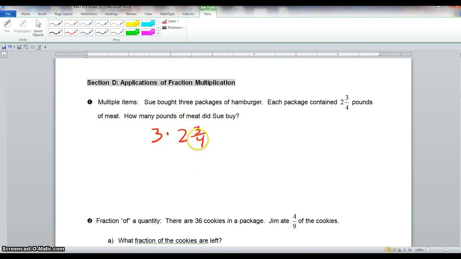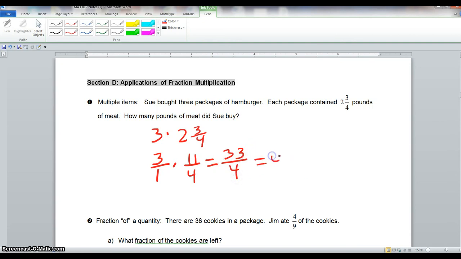Now, what we need to do is this here. We need to change this mixed number to an improper fraction and make this 3/1. So it'll be a fraction. We know our denominator will remain 4. And we know 2 times 4 is 8, plus 3 is 11. Now, we cannot do any cross simplification here, so we'll multiply straight across. 3 times 11 is 33. 1 times 4 is 4.